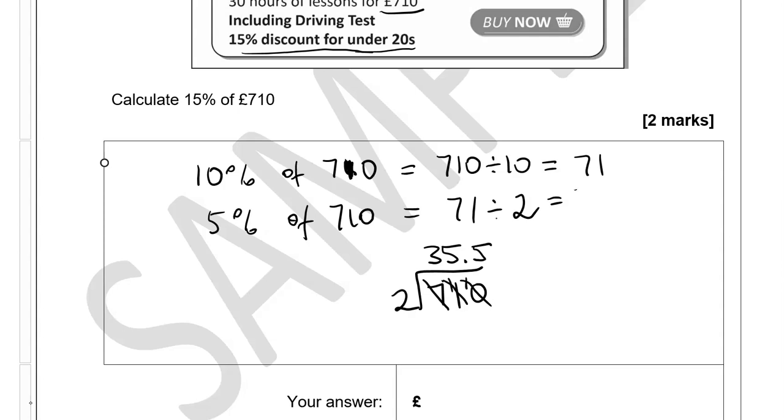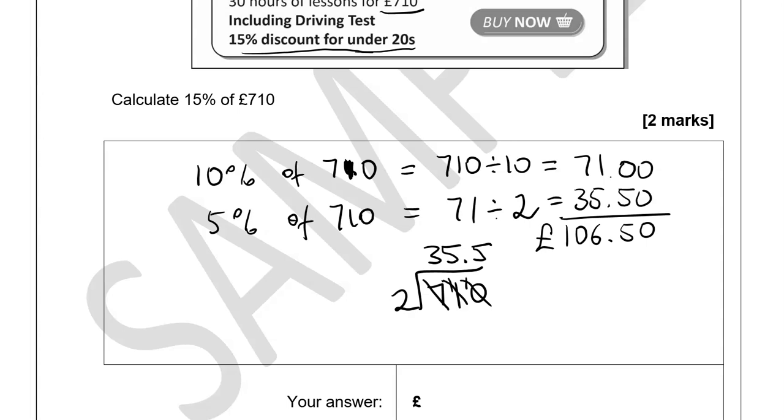So 35.5. And we're going to add them together. 5, 6, 10. So £106.50.